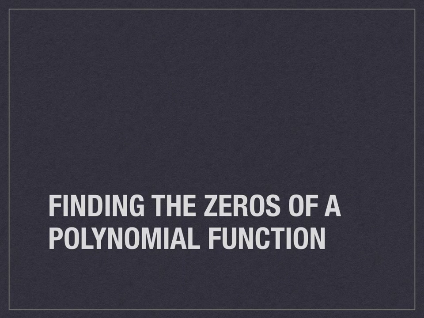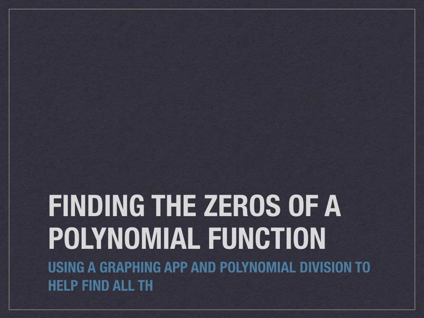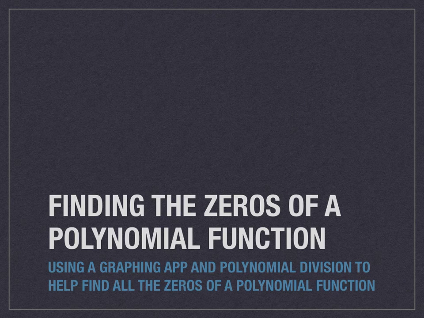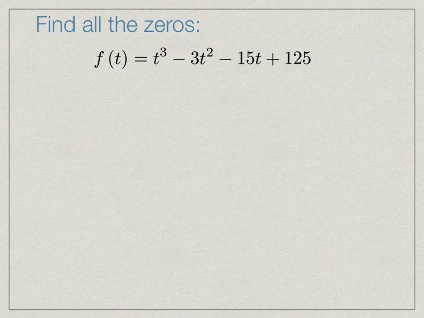Finding the zeros of a polynomial function. In this video, we'll show how a graphing app and polynomial division is helpful when finding all the zeros of a polynomial function. So here's our example. F of t equals t cubed minus 3t squared minus 15t plus 125.